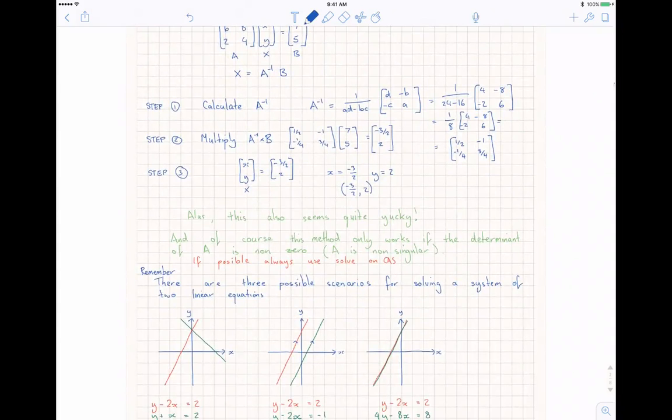So alas, this is also quite yucky. It's not really much better than what we could do. And of course, this method only works if the determinant of A is non-zero. So if possible, I'd always just use solve on CAS to solve systems of simultaneous equations.